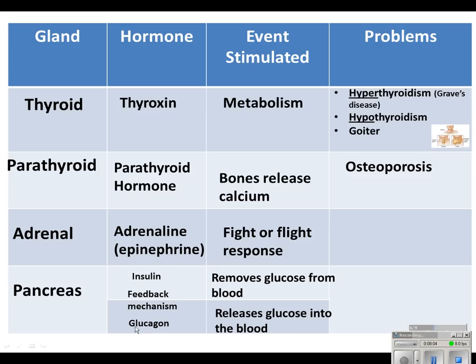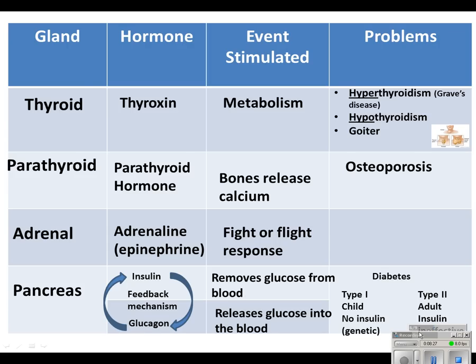This is called a feedback mechanism, just like a thermostat. So insulin is secreted to take glucose out of the blood. If the blood sugar drops too low, glucagon is secreted from the pancreas, so that way it's going to release glucose into the blood. Once those levels reach a certain point, then the insulin again will be secreted to remove the glucose from the blood. Of course, a problem here would be diabetes.